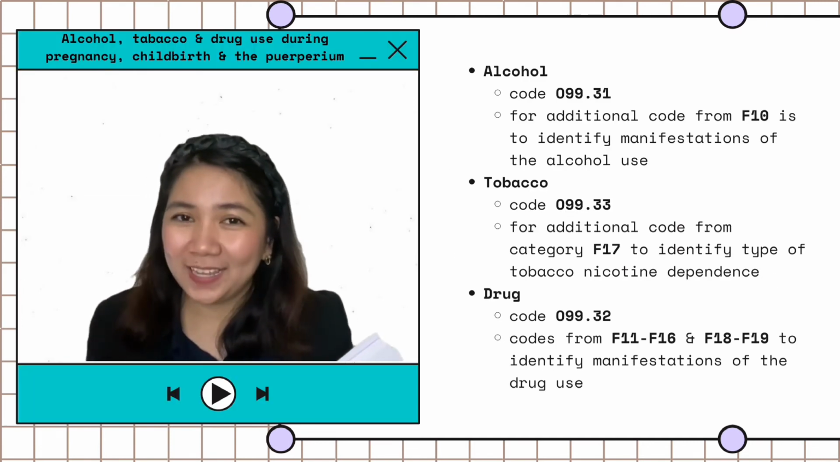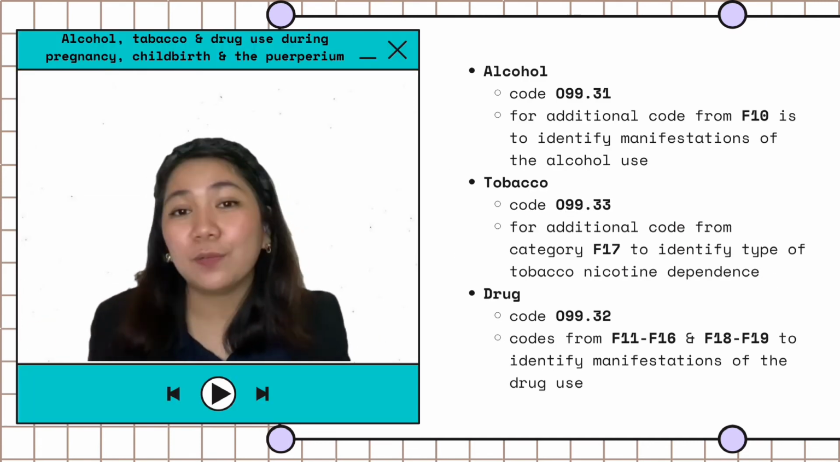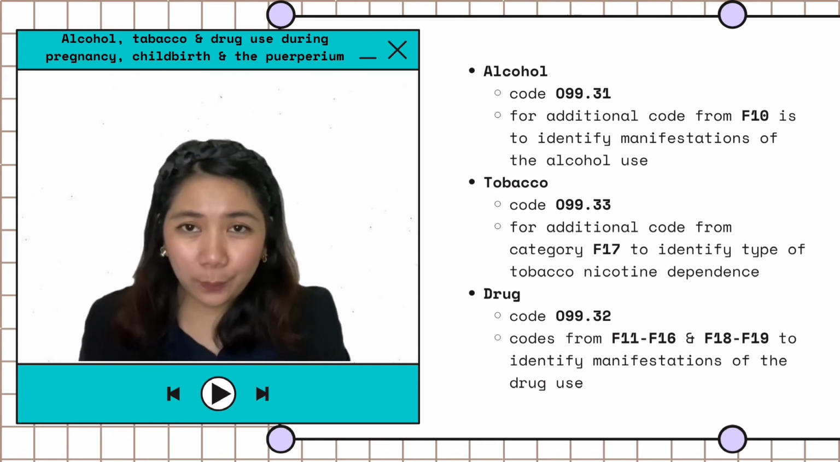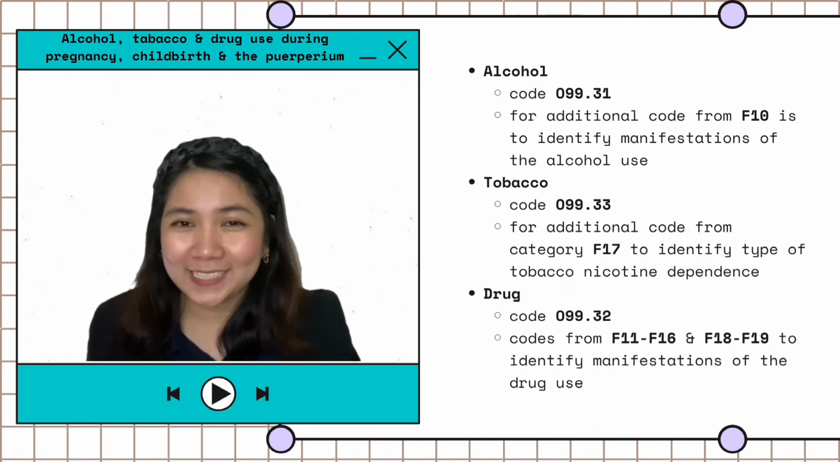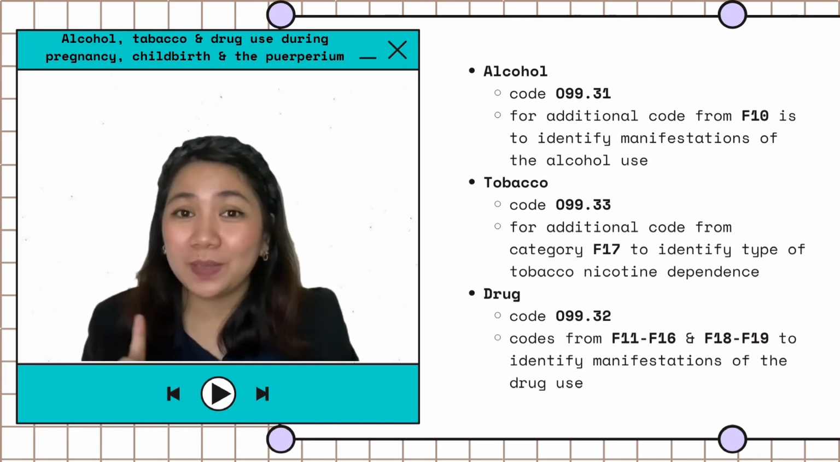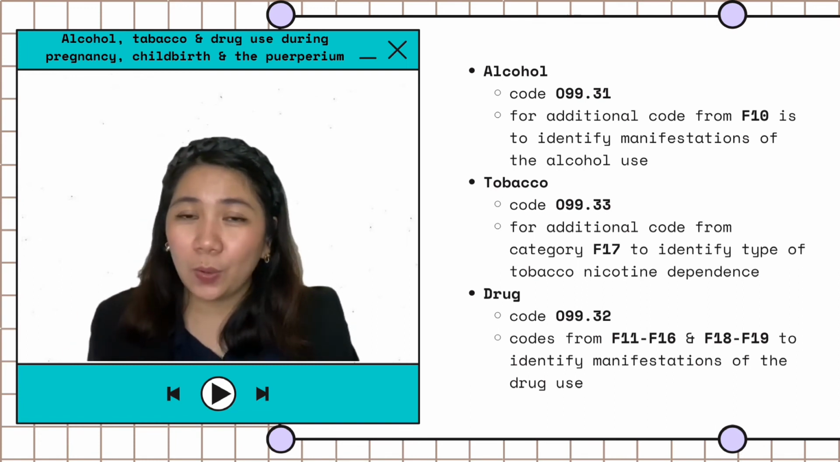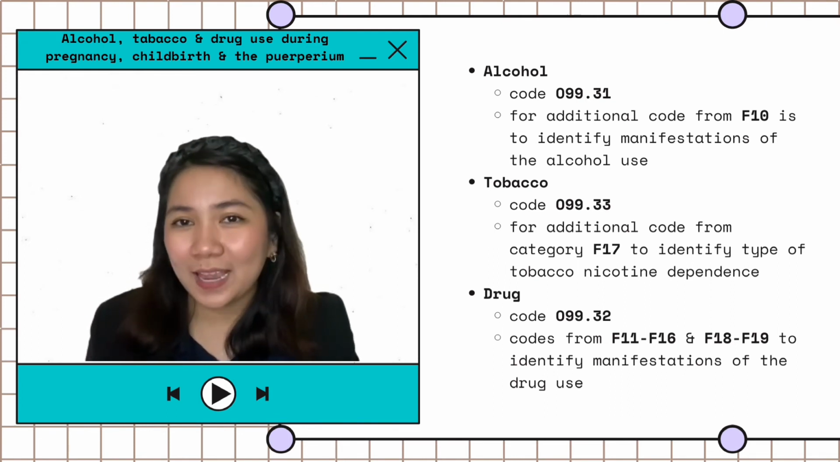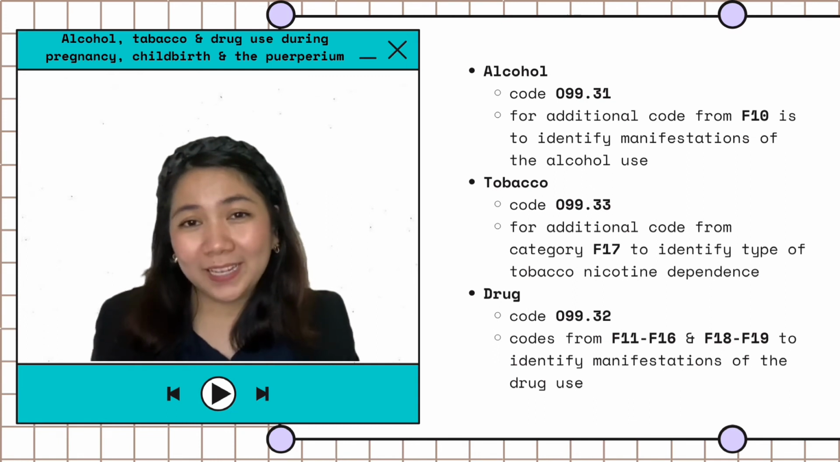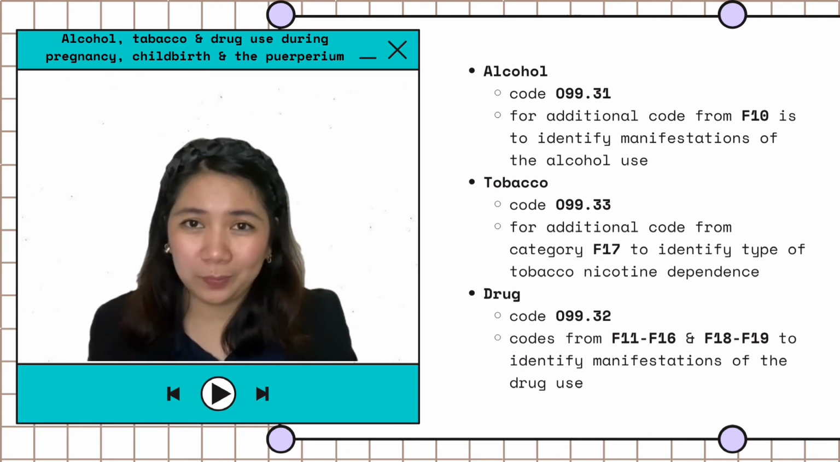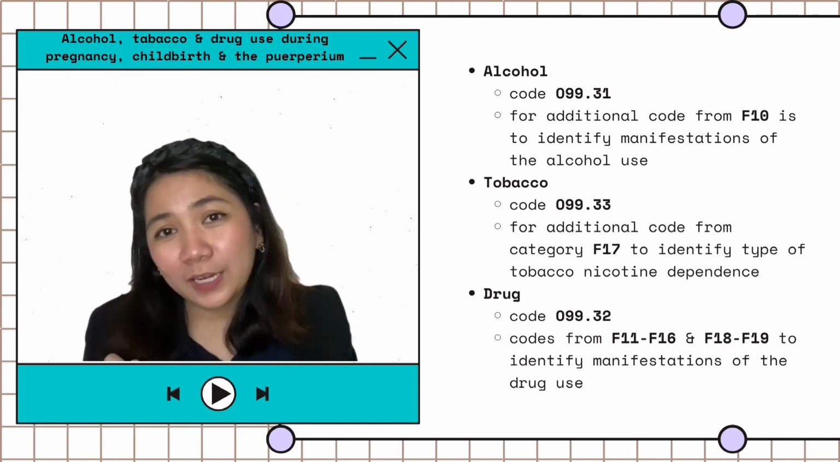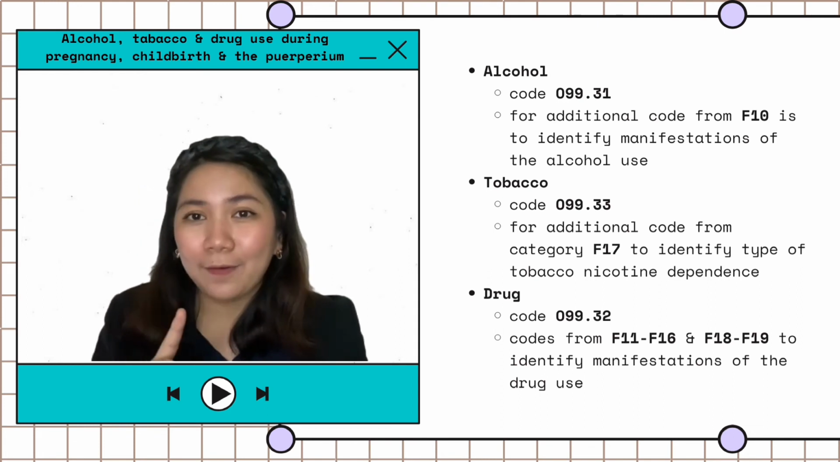Next, let's move to the guideline of alcohol, tobacco, and drug use in pregnancy, childbirth, and the puerperium. When a mother consumes alcohol during or after her pregnancy, the code O99.31 should be assigned. And to identify the manifestation of alcohol use, use the code category F10. Following that, code O99.33 should be assigned to women who use tobacco, which complicates the pregnancy, childbirth, and the puerperium. To identify the type of tobacco or nicotine dependence, use the code category F17.